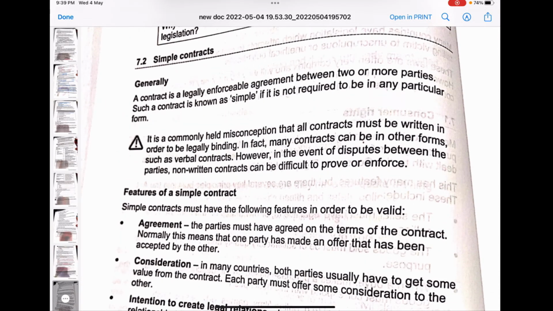Okay, simple contracts. Generally, a contract is a legally enforceable agreement. What is a legally enforceable agreement? It is a contract between two or more parties.